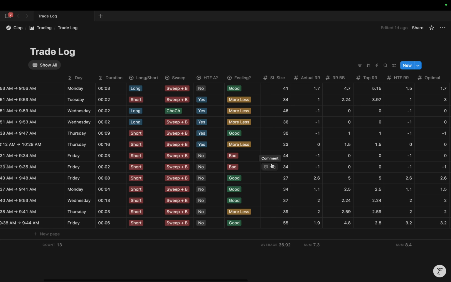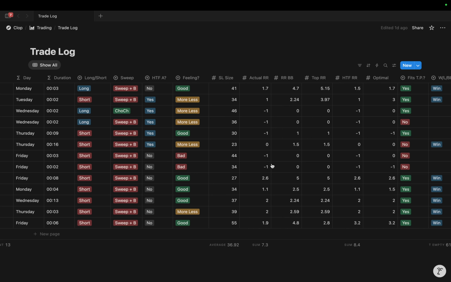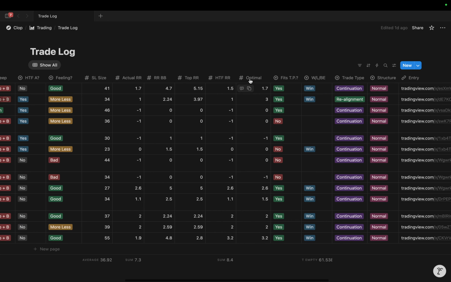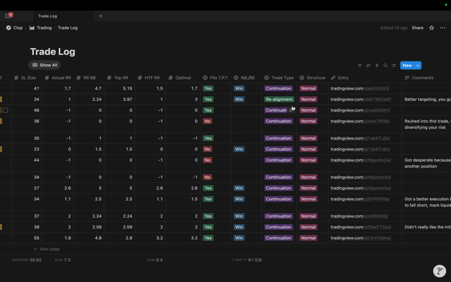If this had any higher time frame alignment, how I was feeling inside of the trade, stop loss size, actual RR before break even, top RR, higher time frame RR, optimal versus the actual, fits trading plan or not. It was a win or a loss or a break even in that case, right? And the trade type, right?